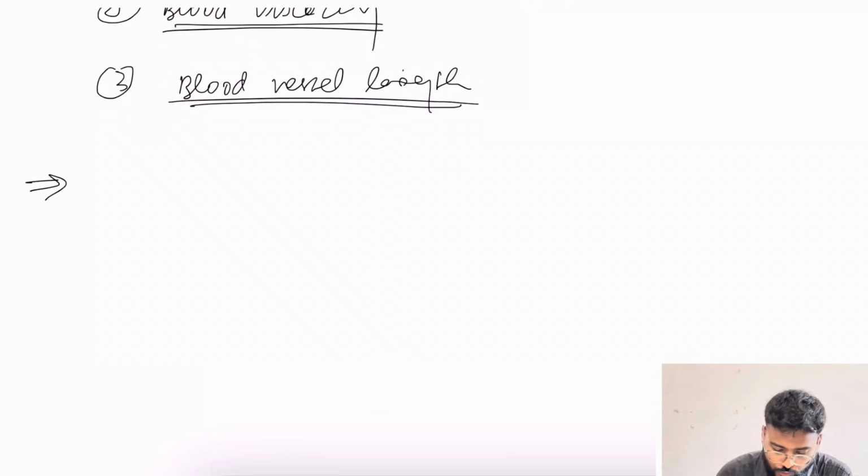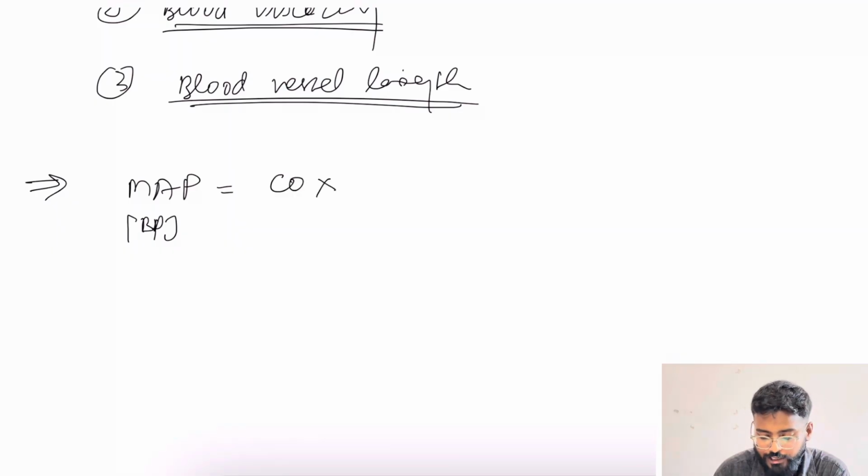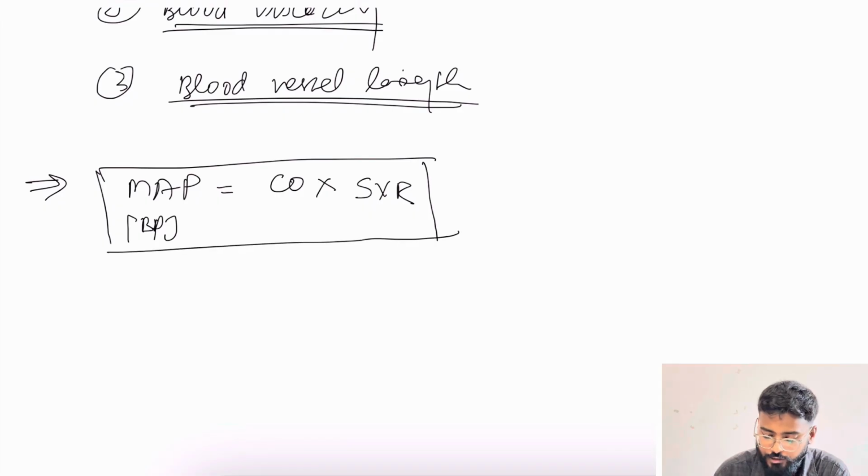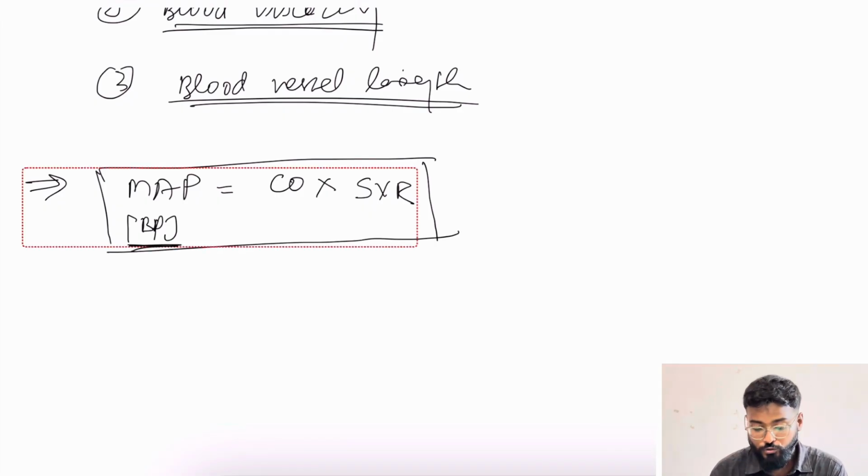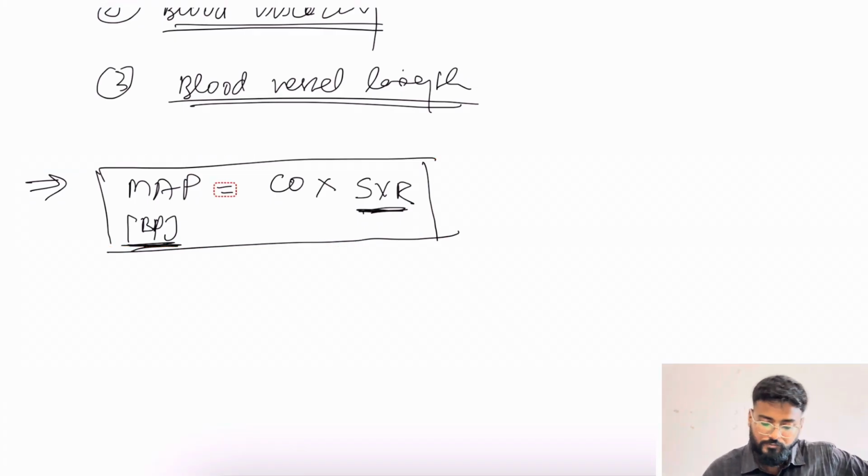So if we say in other terms, how the blood pressure and systemic vascular resistance are related, there is this formula: the mean arterial pressure, or in other terms your blood pressure, is equal to your cardiac output multiplied by your systemic vascular resistance. So this is your blood pressure and this is your systemic vascular resistance.